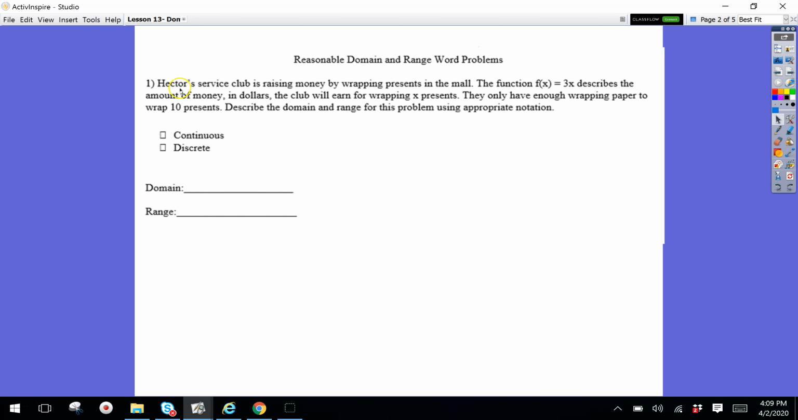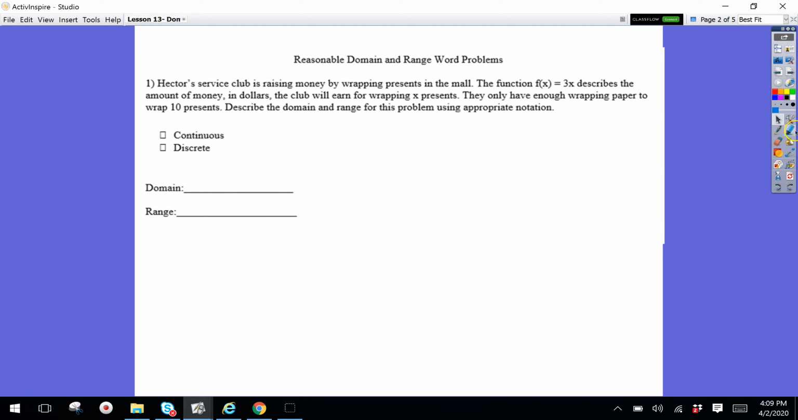So in this first word problem here, we have that Hector's Service Club is raising money by wrapping presents in the mall. The function f of x equals 3x describes the amount of money in dollars the club will earn for wrapping x presents. They only have enough wrapping paper to wrap 10 presents. Describe the domain and range for the word problem.